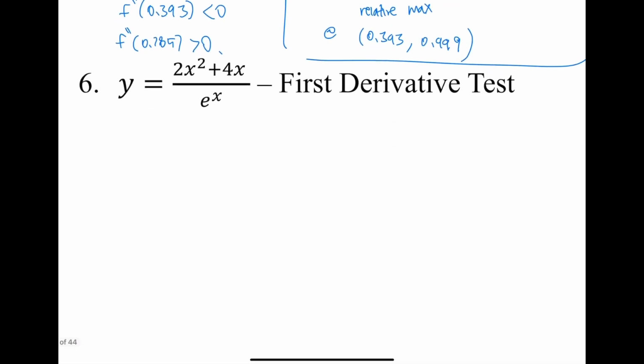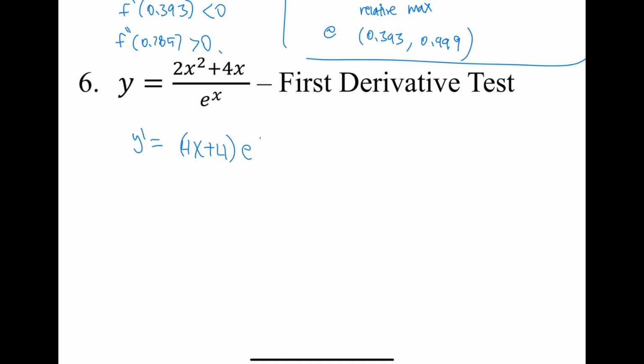Number 6. So y equals (2x squared plus 4x) all over e to the x, in the first derivative test. So y prime is going to be (4x plus 4) times e to the x, minus e to the x times (2x squared plus 4x), all over (e to the x) squared. So let's try to simplify this out.